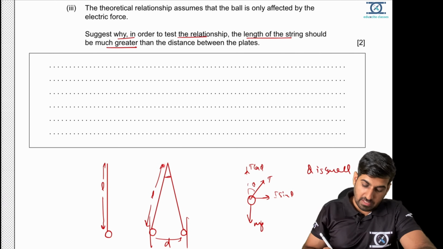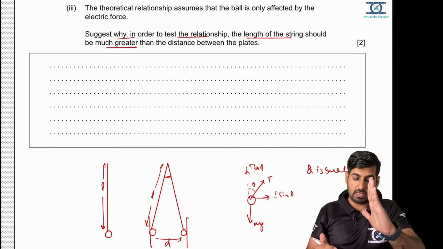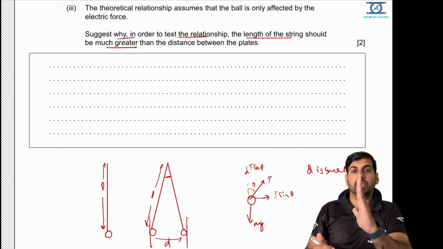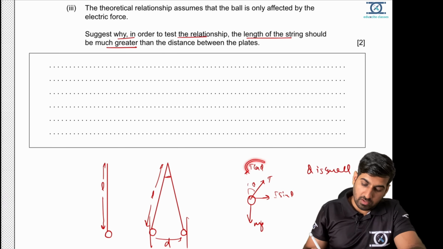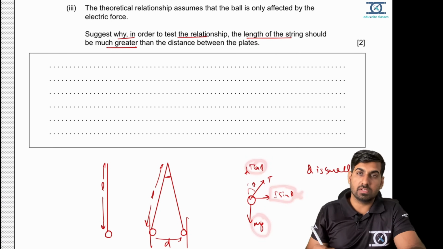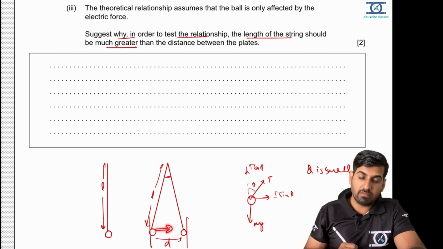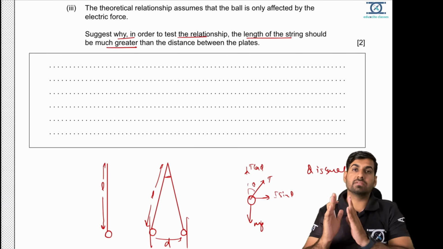I mean to say, if the length is too much, then this theta will be small because it will have a very less displacement from the mean position. So if theta is less, then this T cos theta will get balanced with the mg. The horizontal component will be negligible, because the vertical component will be balanced. Therefore only the electric force, that is the electrostatic force of repulsion between the plates, will act.